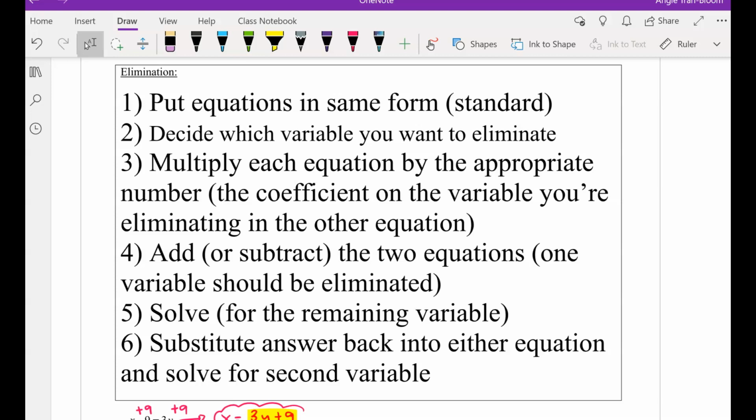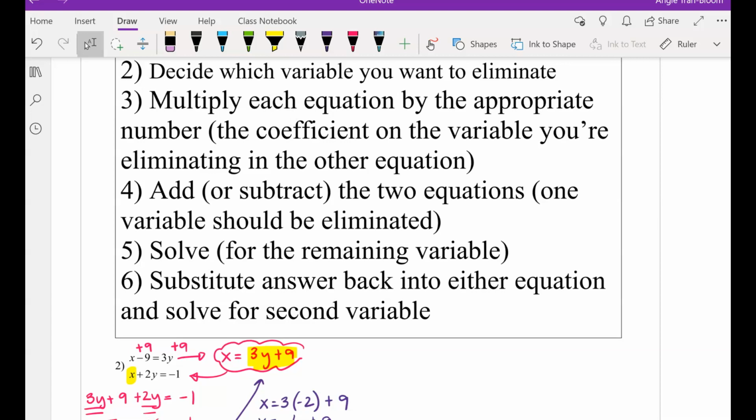Number 2, Emily C. Can you help me with 2, please? Decide which variable you want to eliminate. Yeah, I love elimination. Like I said, I like to cancel stuff out. So step 2, now you decide what variable, because there's 2 of them, the x and the y, which one do you want to get rid of? Eliminate, okay?